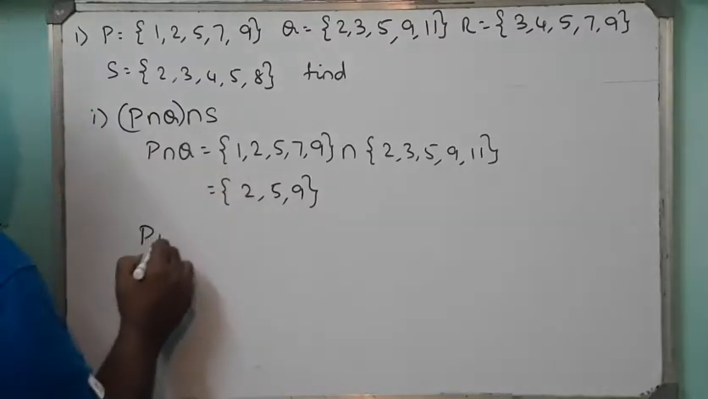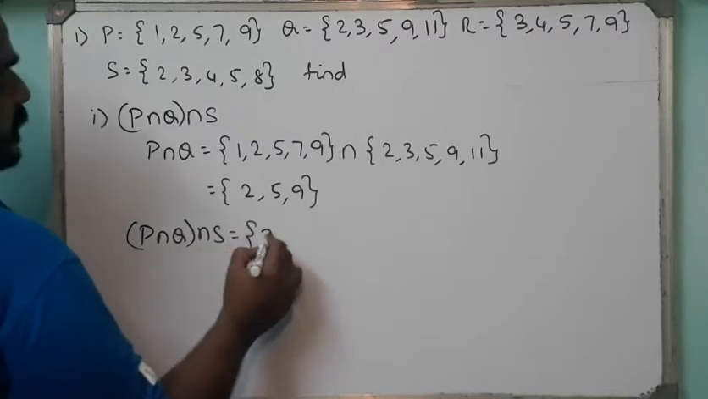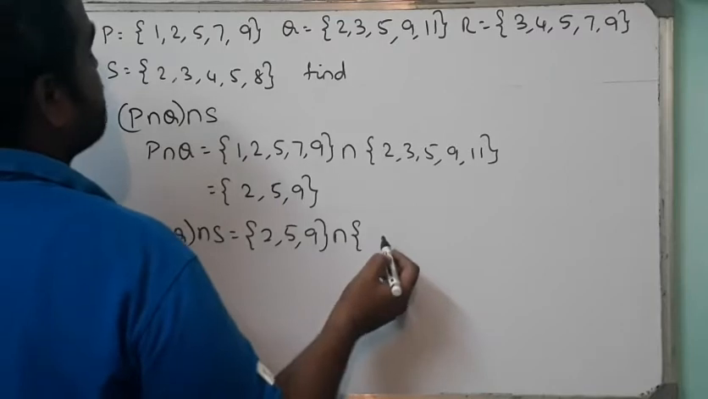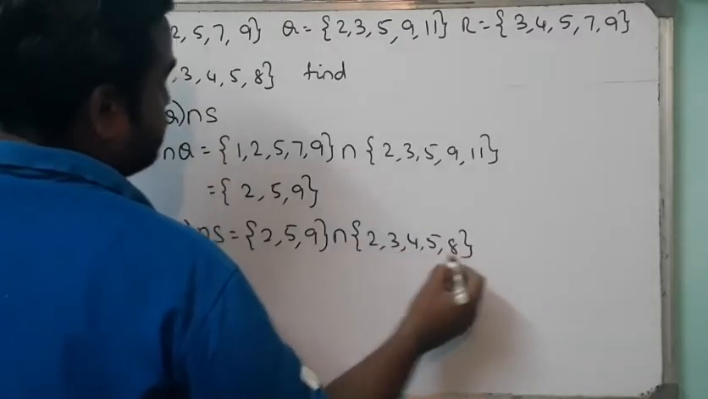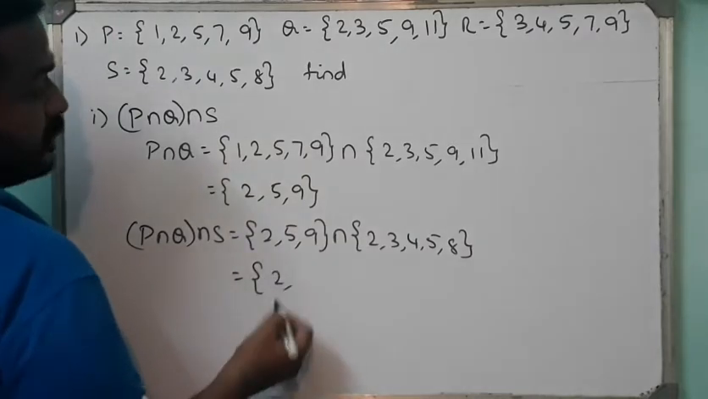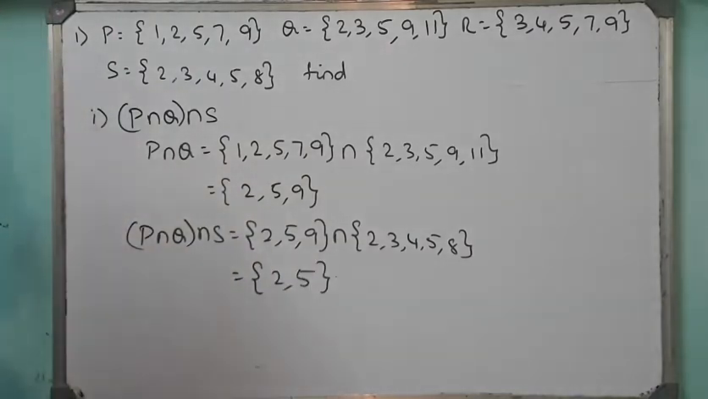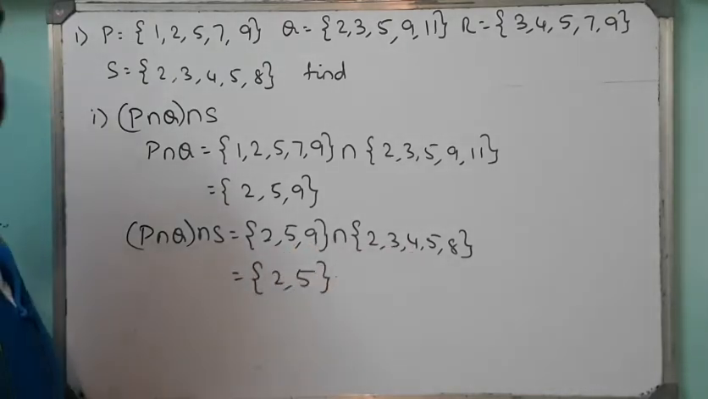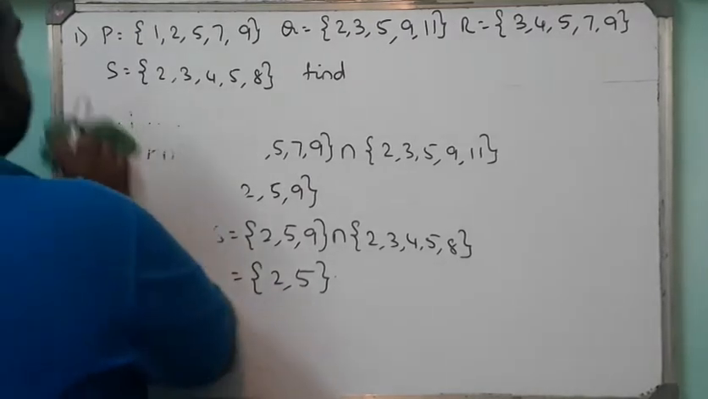And then P intersection Q intersection S is equal to, what will P intersection Q be? 2, 5, 9 will come. Intersection S, what elements will come? 2, 3, 4, 5 and 8. Now find out the common elements. 2 is the common element, 5 is the common element. Only these two elements are there, nothing else. See, compare and check. 2 is there, 5 is there, 8 is not there. So this is nothing but P intersection Q intersection S.